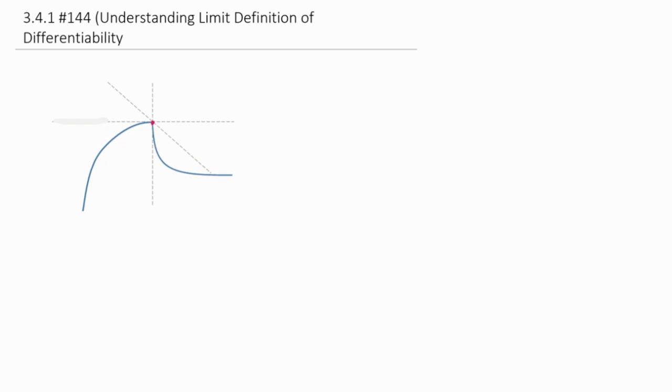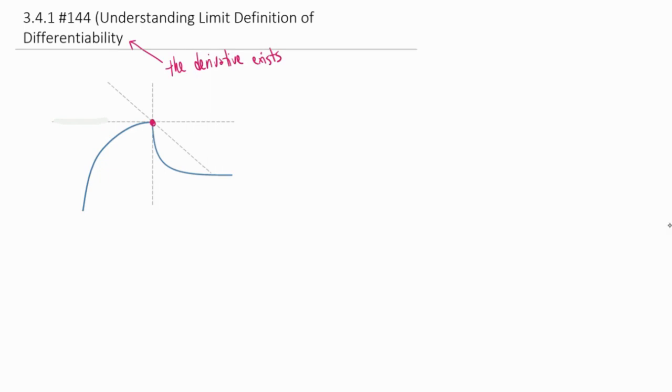But what we have here is a point of non-differentiability. Differentiability means the derivative exists, or the slope at that point exists. So is the function differentiable at this point? We would say this is not a point of differentiability, okay? So we cannot find the derivative at this point.